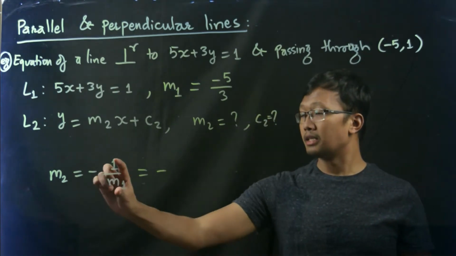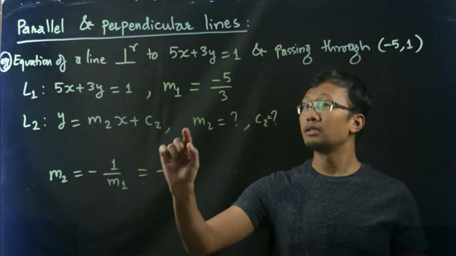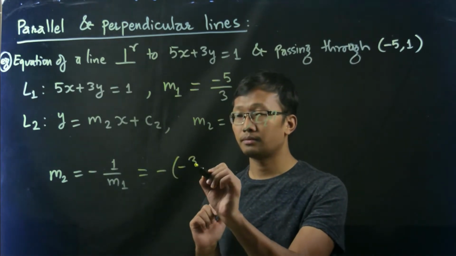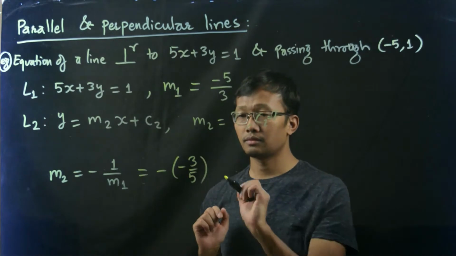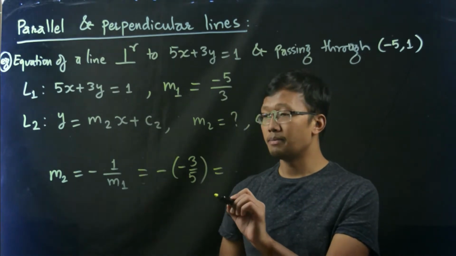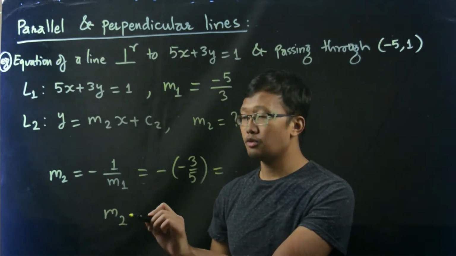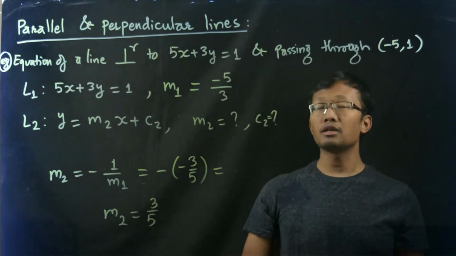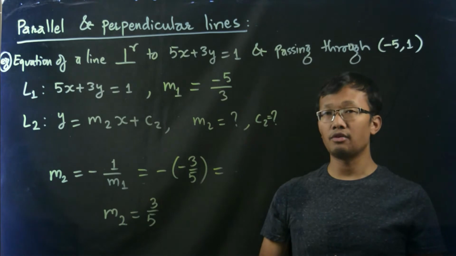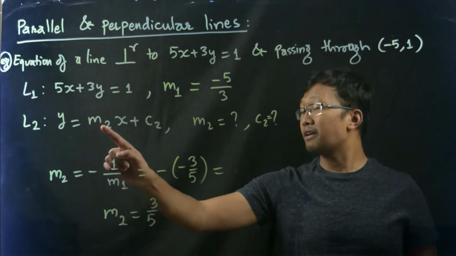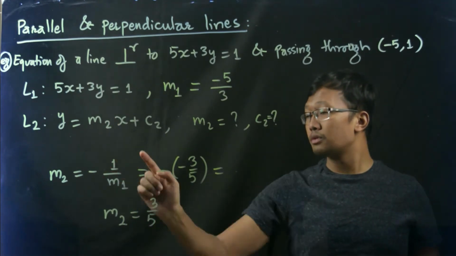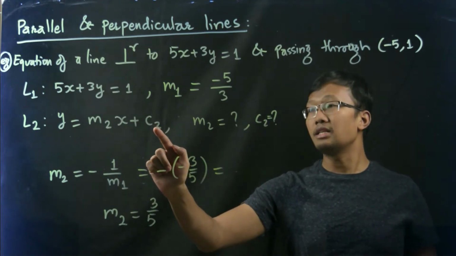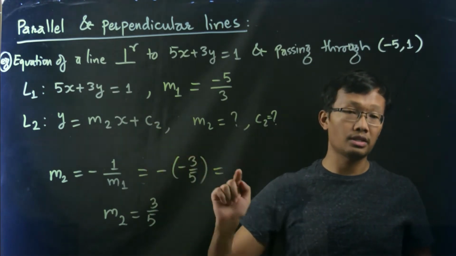Take the reciprocal of m1. The reciprocal of m1 is -3/5, so m2 is simply +3/5. Thus we have figured out the value of m2. Now the only thing that we need to do is to find the value of c2, the y-intercept.